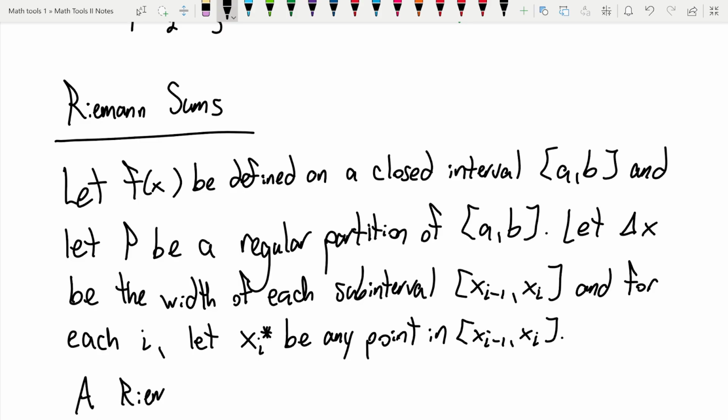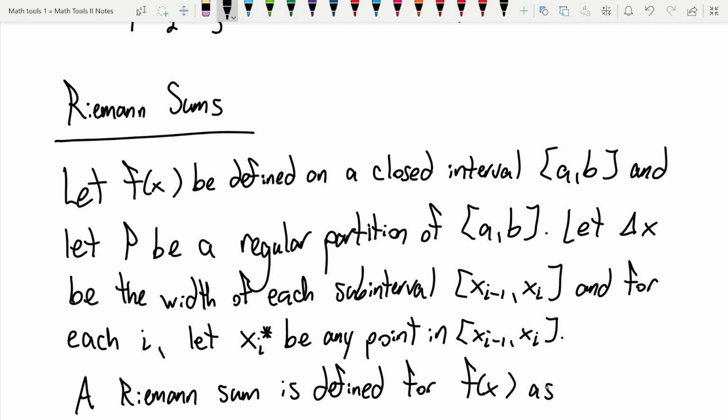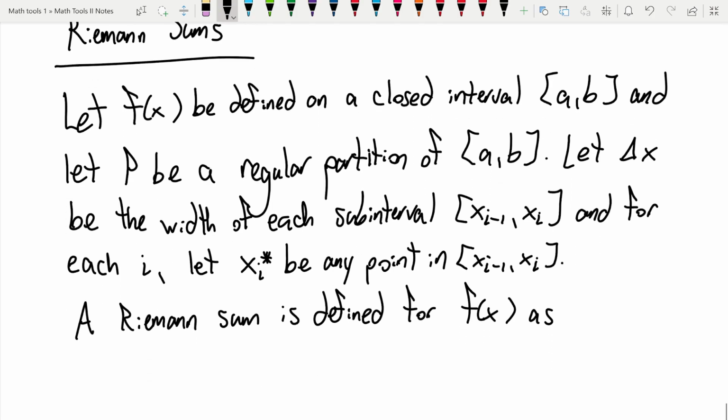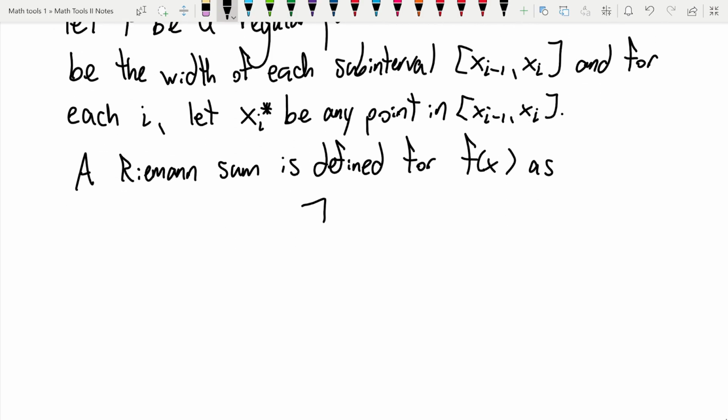Then a Riemann sum is defined for f of x as the sum from i equals 1 to n of f of x_i star times delta x. Okay.